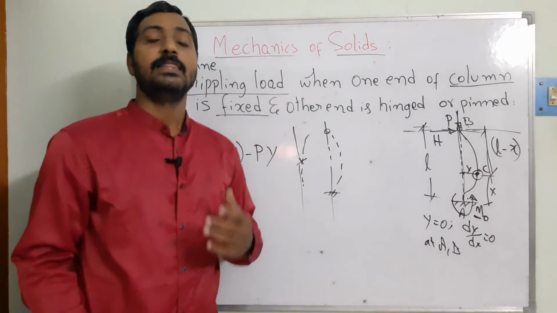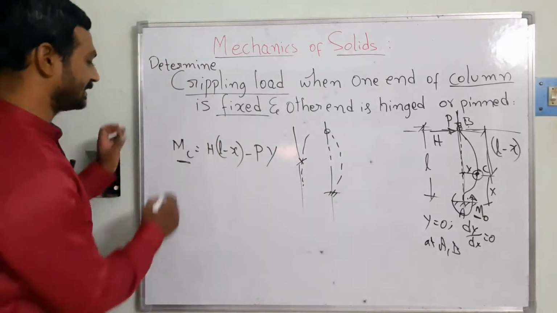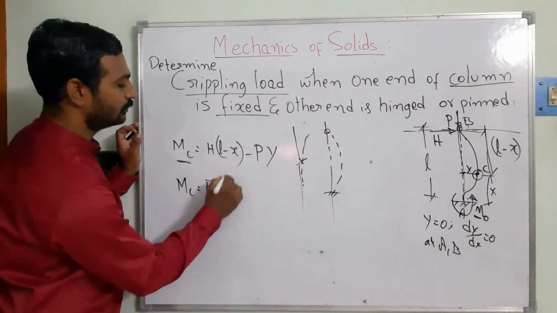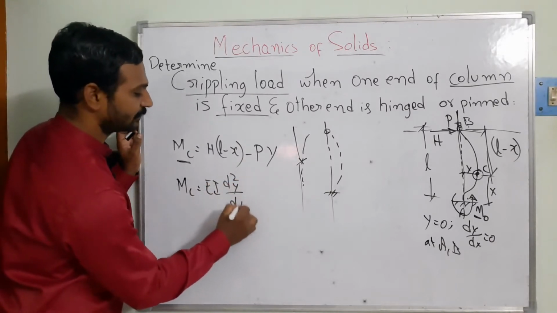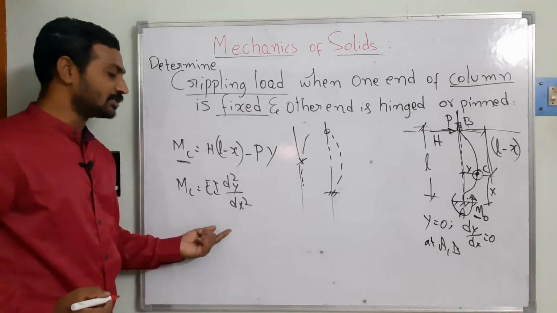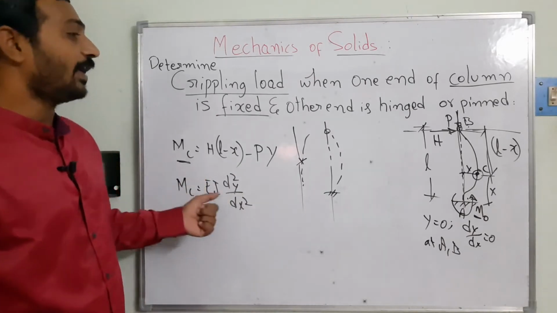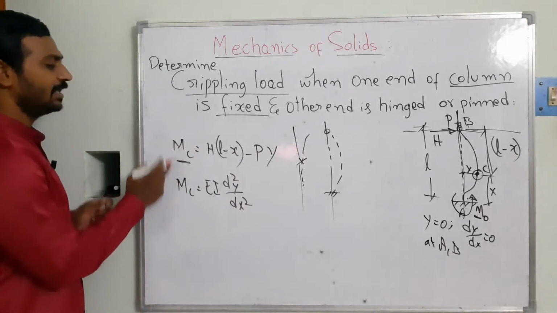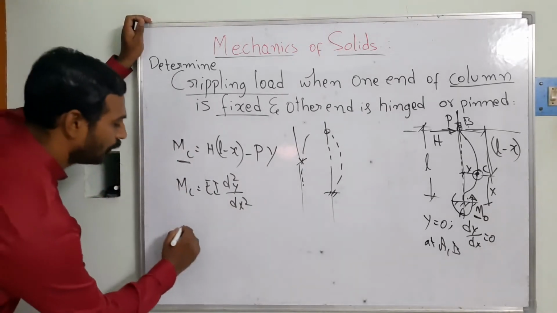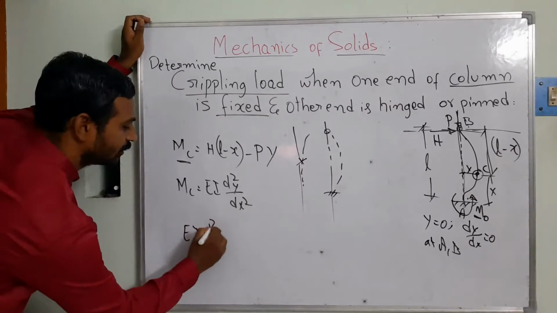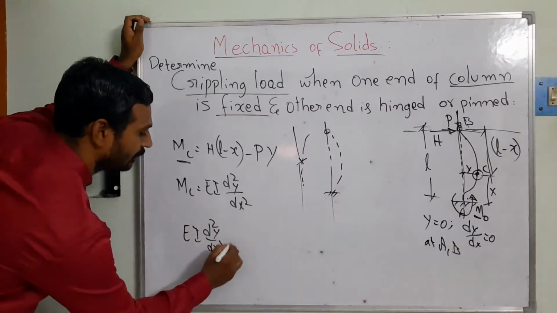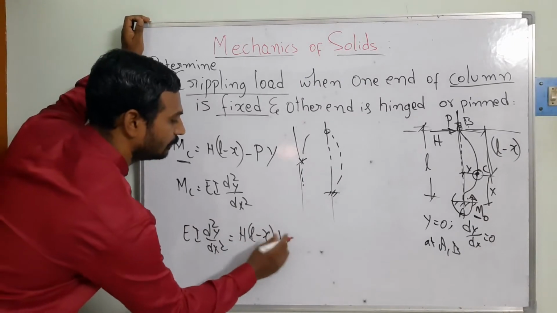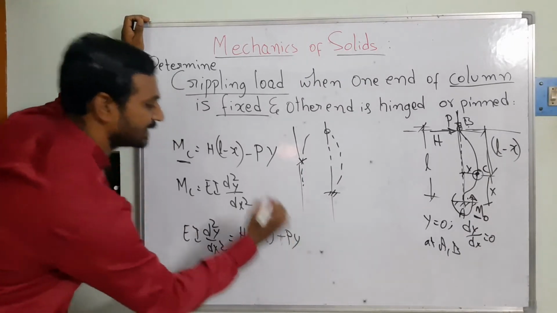And similarly, there is another moment we are going to consider. That's going to be M_C is equal to EI d square y by dx square. This is the standard equation we use for identifying the crippling load. So I am going to equate these two: EI d square y by dx square is equal to H into L minus x minus Py.